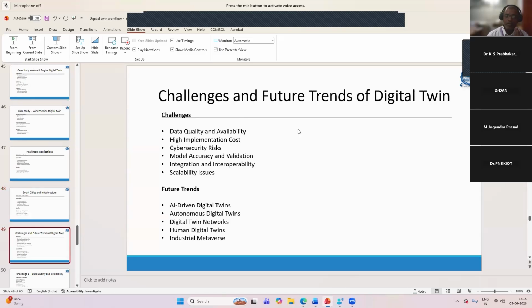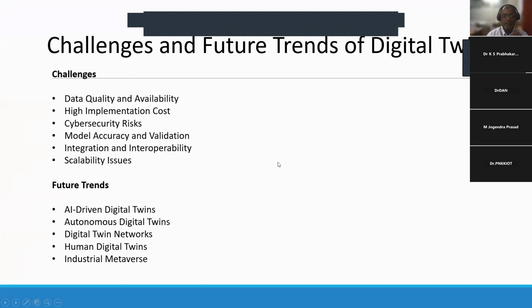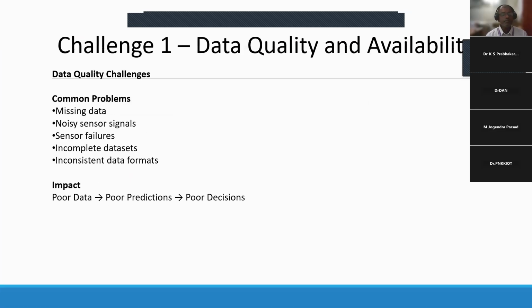Now let's discuss a little bit about the challenges and future trends of digital twin. So directly I'll start with the main challenge, which is data quality and availability.